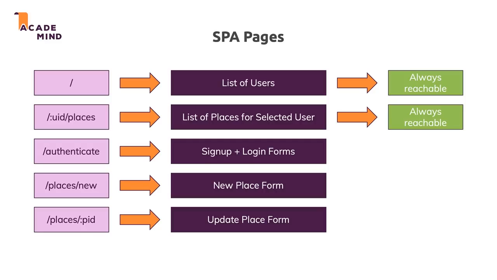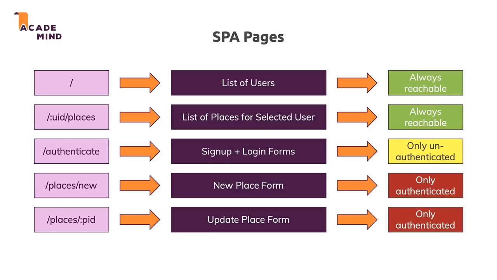Now, if we are trying to authenticate, this page should only be reachable if we're currently not authenticated. Because if we are authenticated, it makes no sense to try to log in again. We already are logged in after all. Now, for a new place and update place, it's the opposite. These pages, these front-end routes, should only be reachable by users who are authenticated, so who did log in or who did just sign up. And these will be our front-end pages.